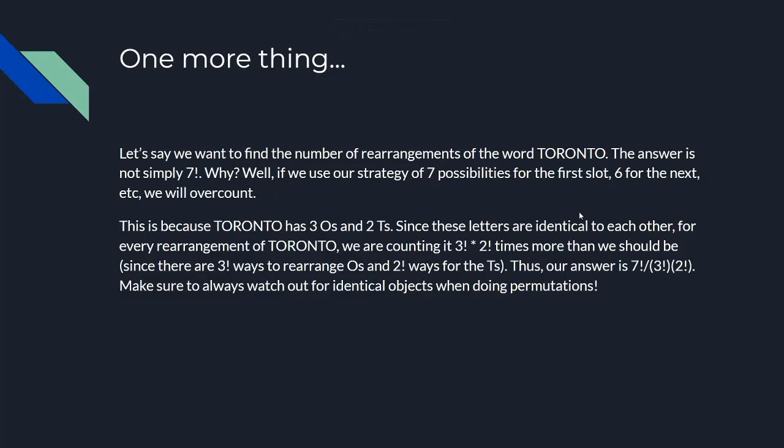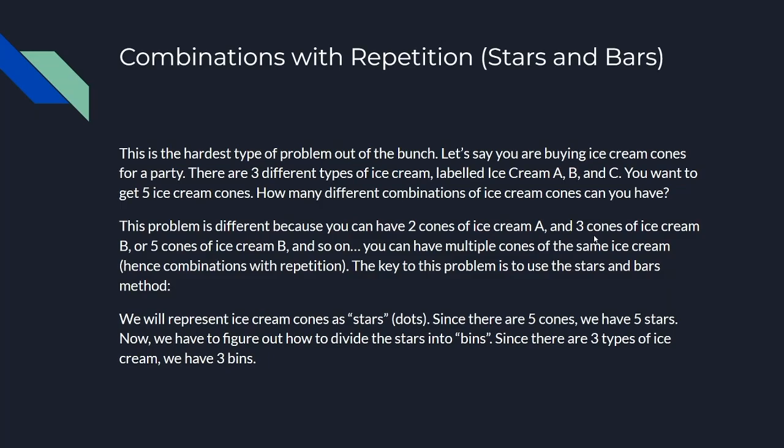So this is just something that you have to watch out for when you're doing permutations. Make sure you always divide out the identical objects. You have to find how many ways there are to permute those identical objects and then just divide the total by it. So combinations with repetition is called stars and bars.